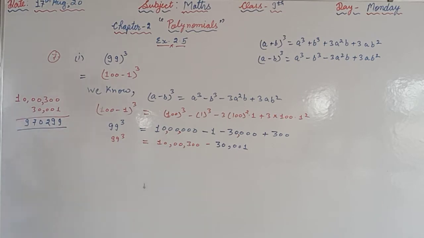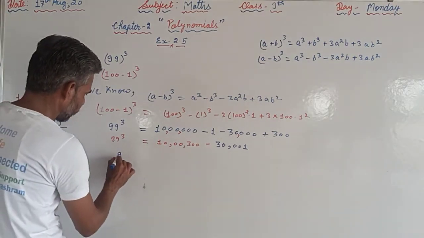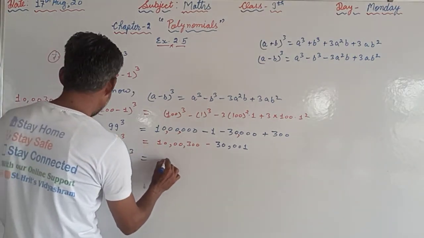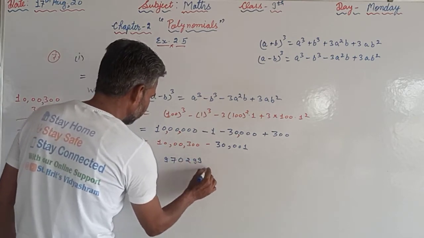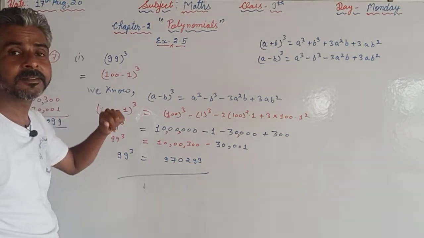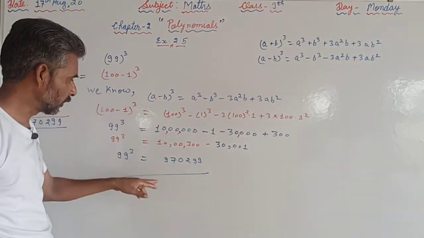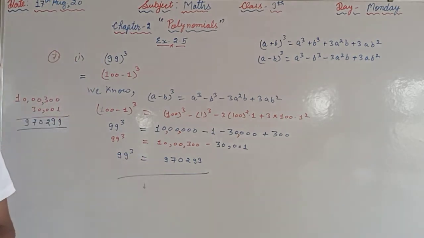So 970299 will be the answer here. So answer will be 99 cube will be 970299. So without actually multiplying 99 three times, we calculated the answer, that is 99 cube will be 970299.